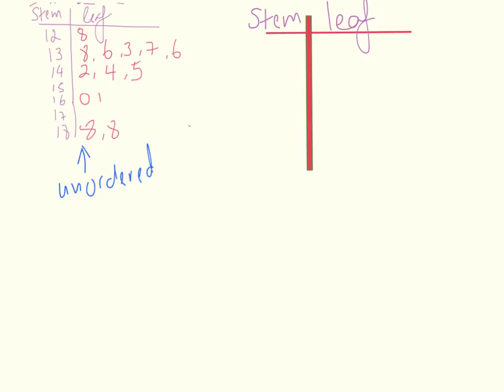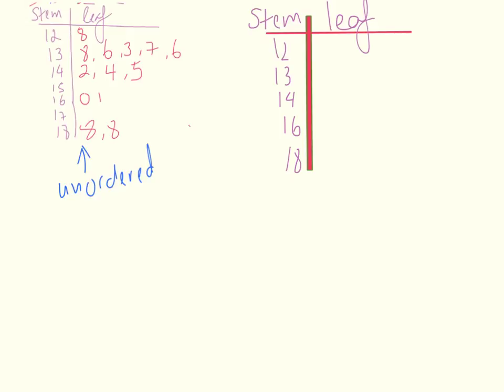I'm going to do this one a good bit neater because this one here was just my practice one. So again, my stem goes 12, 13, 14. I don't actually need to include 15 because I didn't have anything with a 15, so I can go on to 16. Again, I had nothing in the 17s, so I can just move on to 18. And then we fill in.